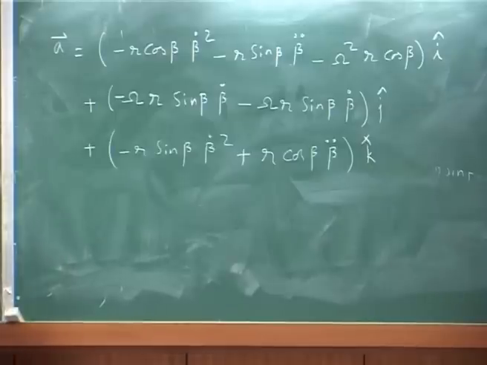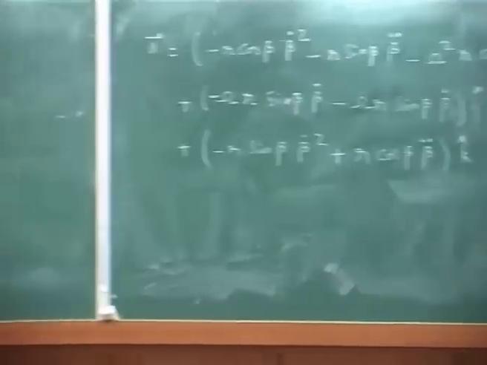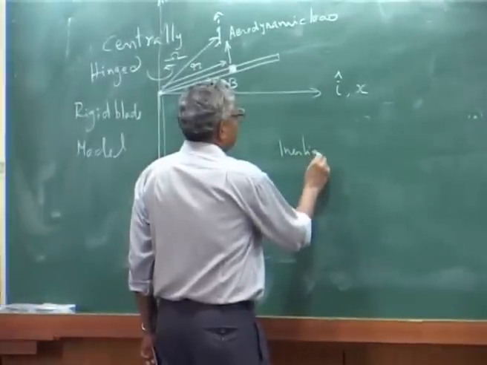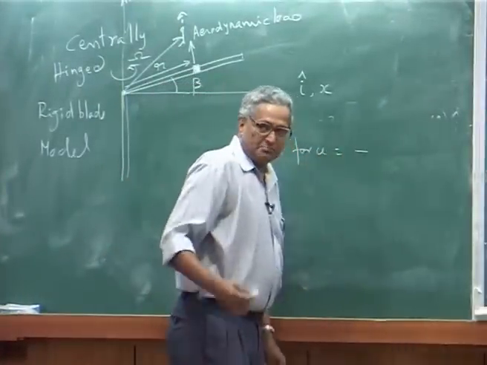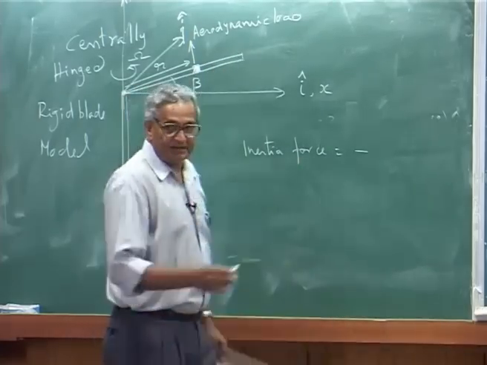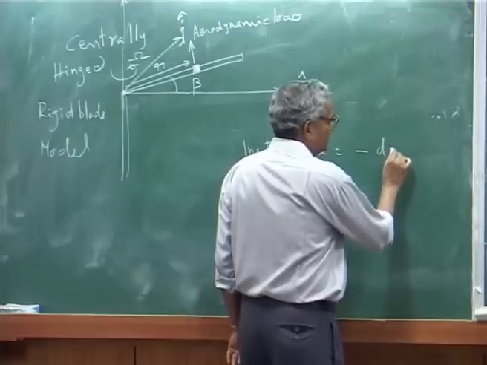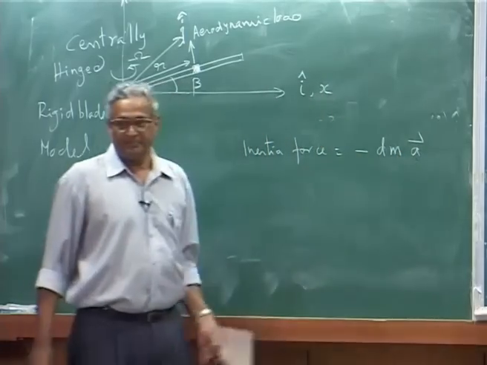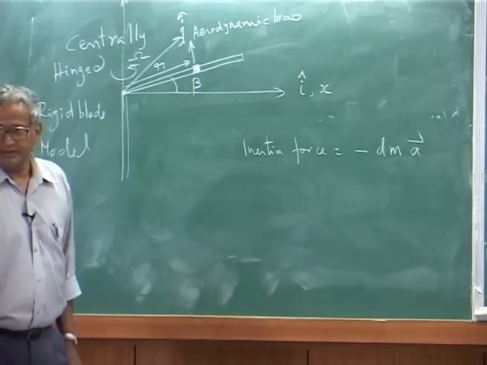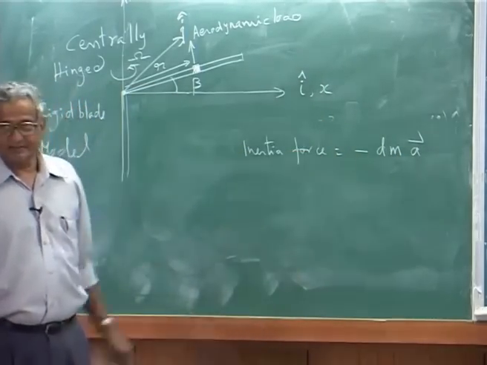Inertia force. Inertia force is basically the negative of the mass times the acceleration. Okay, that is inertia force. So the inertia force is minus the mass of this element, I call it dm, that is the elemental mass. This is my inertia force, multiplied by that entire acceleration expression.